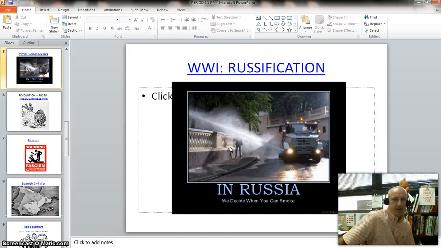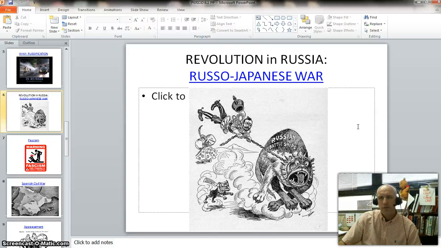Russification will happen, which will help lead to World War I, where they are trying to push their ethnic ideas. Check this out. In Russia, we decide when you can smoke. So Russia basically is an authoritarian, totalitarian place. Here we go. The Russo-Japanese War will happen with Russia being defeated by the Japanese. Check it out, the Russian battleships running from the Japanese soldier. Look at him hanging on.